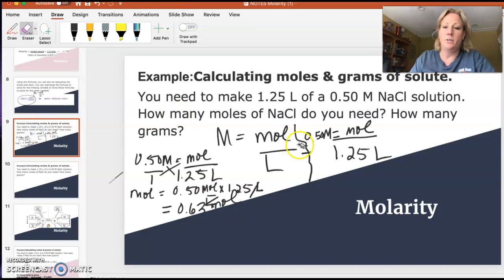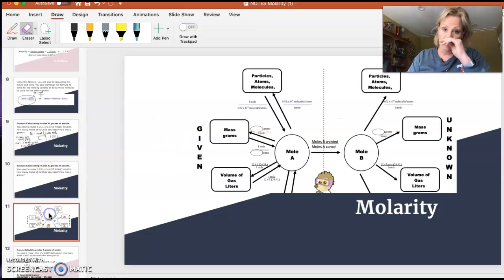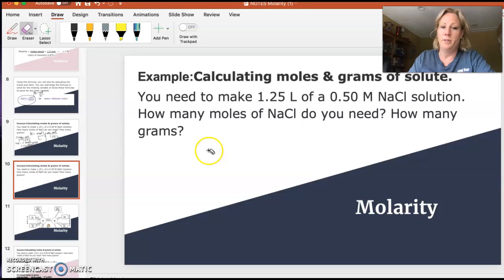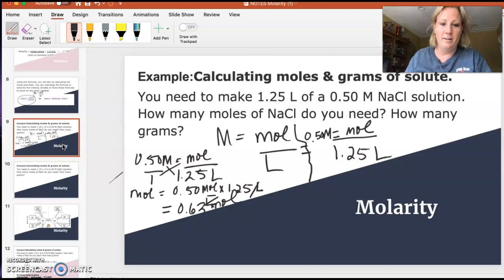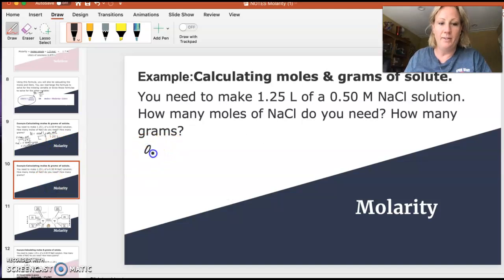And back to this question, they want to know the moles, but they also want to know grams. So again, I'm just going to show you the mole map. So we got the moles, but now we're going to go out to grams. I'm going to start with a new slide so I have more room. In the previous slide, we had determined, I think it was 0.63 moles, right? So 0.63 moles of sodium chloride, and now you're going to go the other direction.